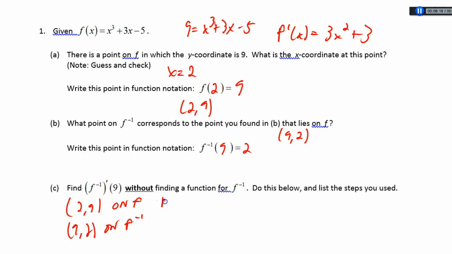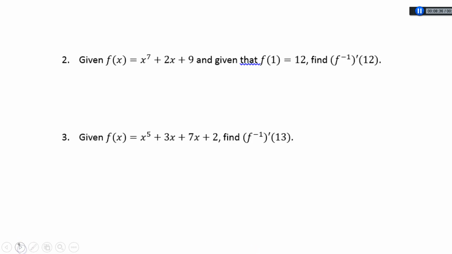So the slope there, f prime of 2, if we plug 2 in here, 4 times 3 is 12, plus 3 is 15. So then f inverse prime of 9 is going to be the reciprocal of that, right? Because these are buddy points. So that's going to be 1/15. Nice. All right, let's try another one.